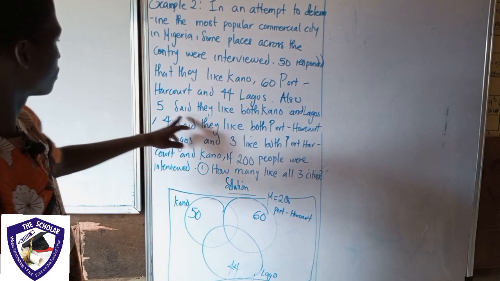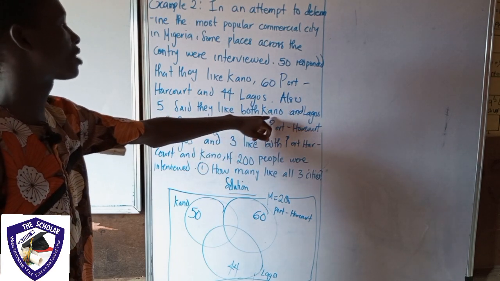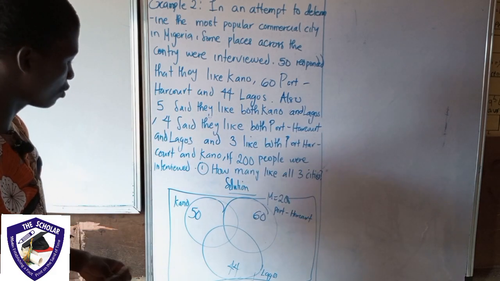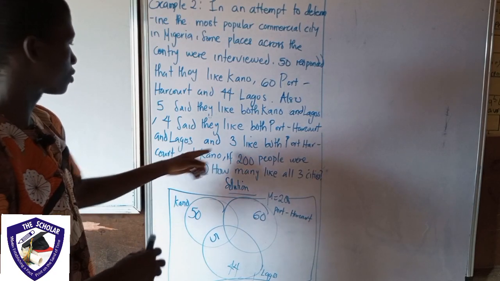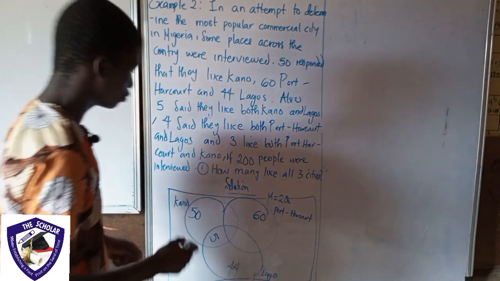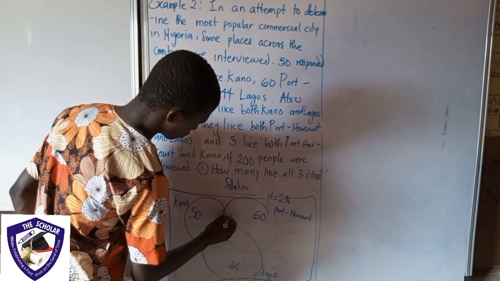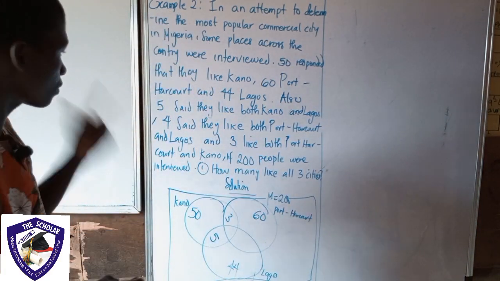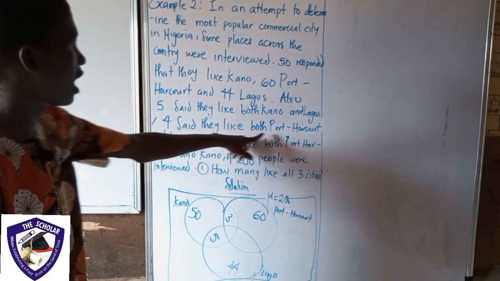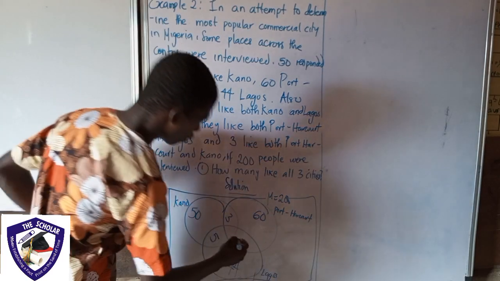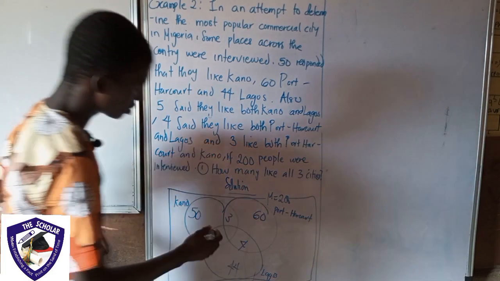It said that 5 said they like both Kano and Lagos, so that is the intersection. So we have this. Then the next one says 3 like both Port Harcourt and Kano. Port Harcourt and Kano, that is 3. Then we also have 4 said they like both Port Harcourt and Lagos. Then the question says how many like all the 3 cities?